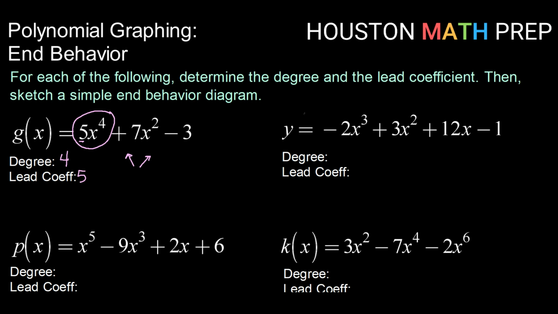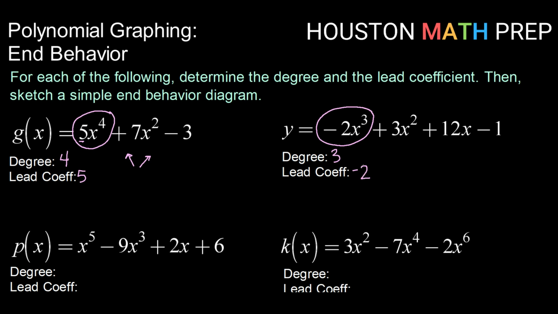Moving over to our y equals equation here, I'm going to do the same thing. I'm going to look first at all my powers of x and identify the largest one. I have x cubed, x squared, x to the first power, and a constant. So my lead term is the term with the highest power of x, in this case, negative 2x cubed. So my degree is that highest power, or 3, and my lead coefficient is the constant multiplier, negative 2.